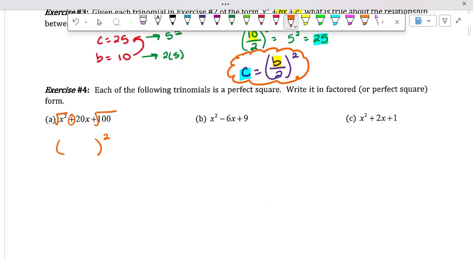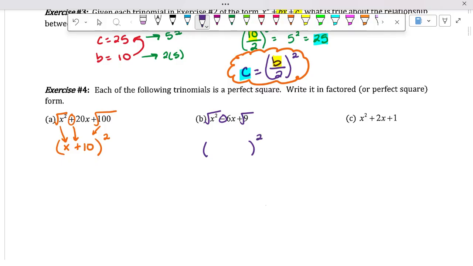So, what's the square root of x squared? X. So that goes here. We bring down the plus. What's the square root of 100? 10. So this is x plus 10 squared. Let's go here. Square root of the first, square root of the last, keep the sign in the middle. So this is the process for factoring a perfect square trinomial. You square root the first, square root the last, keep the sign in the middle.